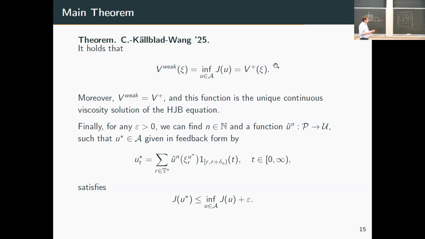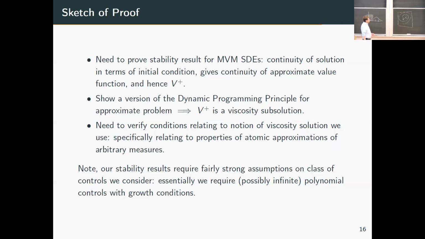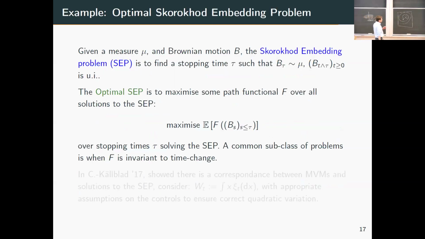We can use viscosity theory to show, in particular, that this function and this function are solutions or supersolutions in the viscosity sense. And so therefore, there's an inequality and so on. Then we can also use this to get an epsilon optimal control coming from these approximate problems. So the sketch of the proof goes via the fact that we already know a lot of viscosity theory about these types of solutions, and we're able to verify everything. We need to prove a stability result for these MBM SDEs, but we can do all that and prove that these things are actually the same.